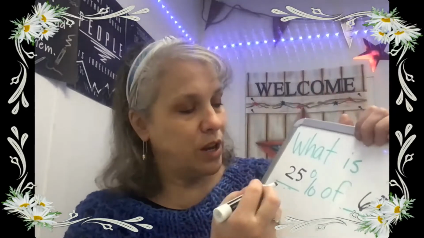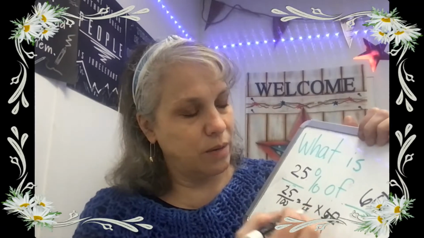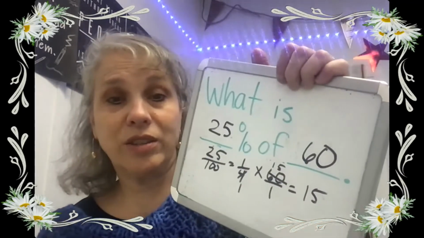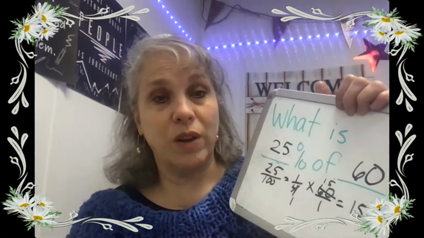And so we're going to try a harder one now. We're going to do like 25% of, say, 60. Okay, so 25% can be written 25 over 100 as a fraction, which is equal to 1/4. So 1/4 of 60. So I can divide by 4, and I got 15. Okay, so 15 is 1/4 of 60, which is also 25%.